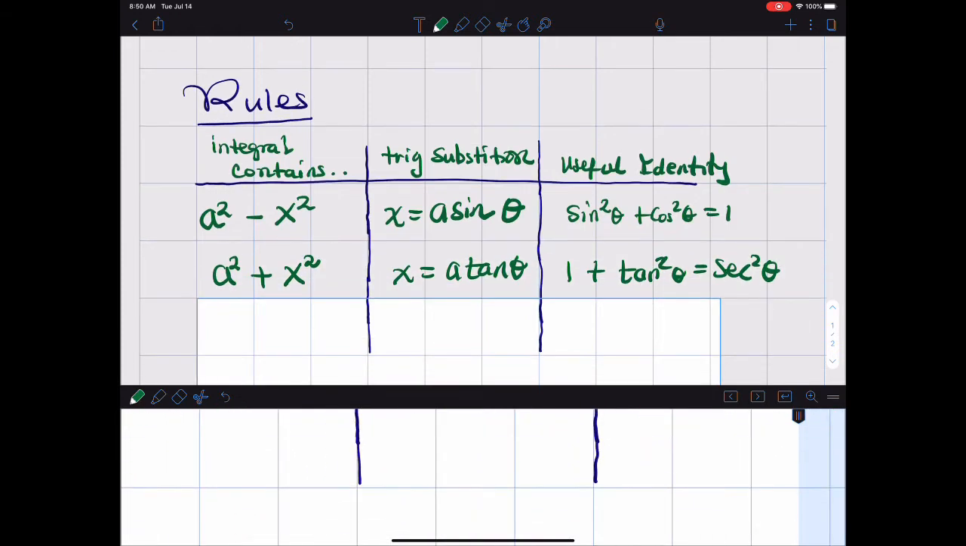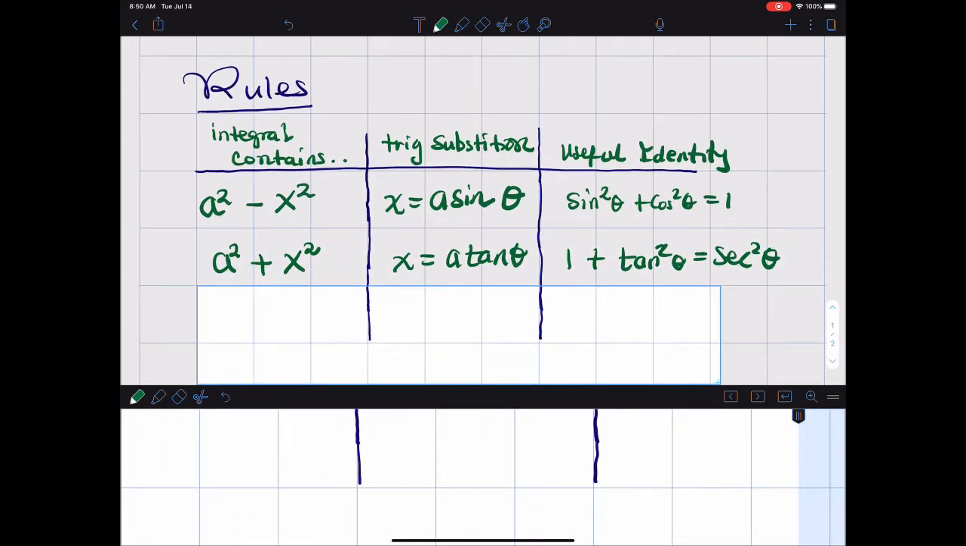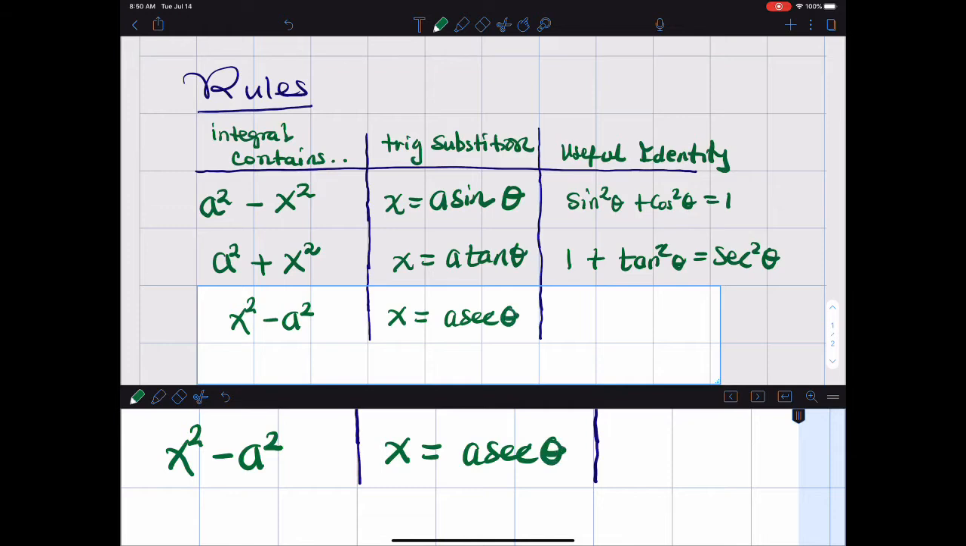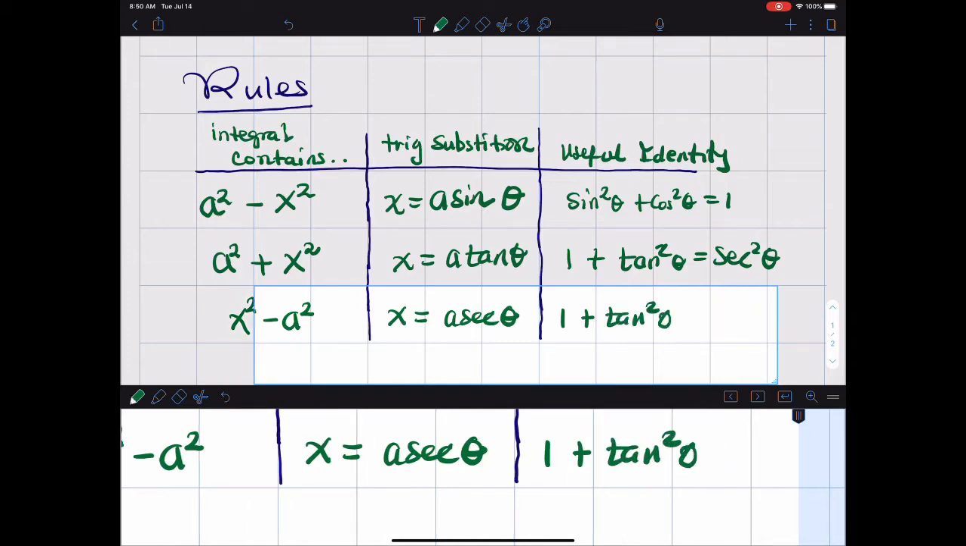All right. Now, if the integral contains x squared minus a squared, then you have to make the substitution x is equal to a secant of theta, and you use the trig identity 1 plus. You might not need to use it, but it's just useful to remember.